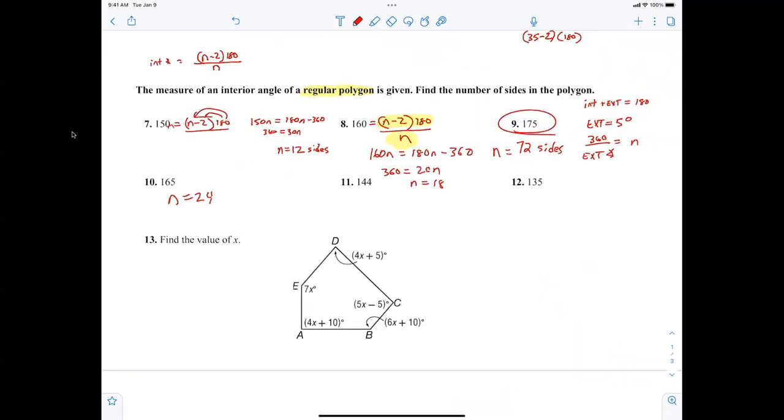So if I said 144 degrees was the interior angle, the number of sides is how many? Everybody's happy with 10.